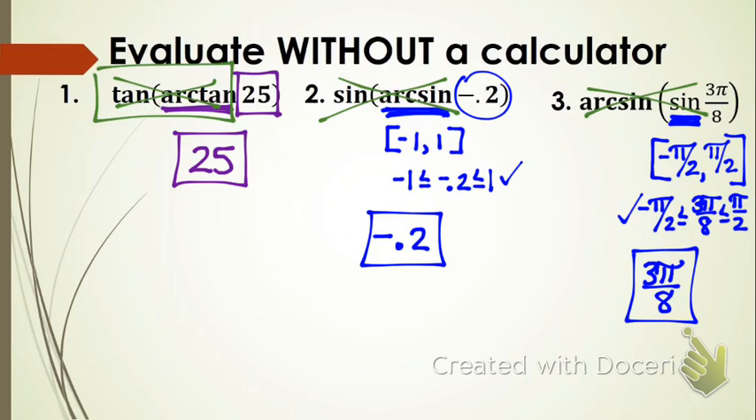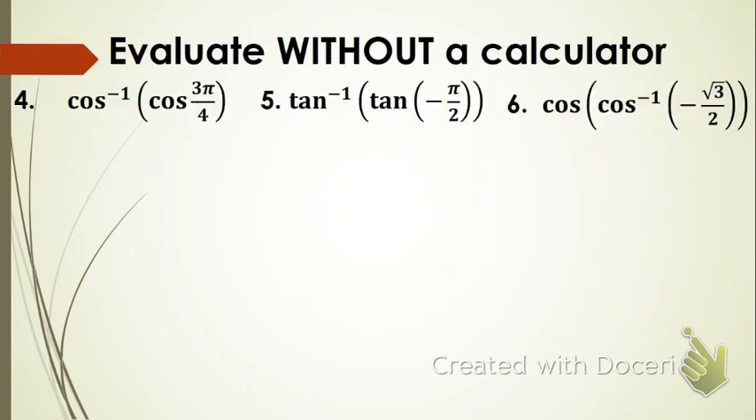I want to look at just 3 more quick ones like this. What kind of restrictions do we have on cosine? Has to be in between what and what? For cosine? Cosine has to be between 0 and pi. Is this angle in this interval? Yeah. So inverse cosine and cosine cancel, and this is 3 pi over 4.